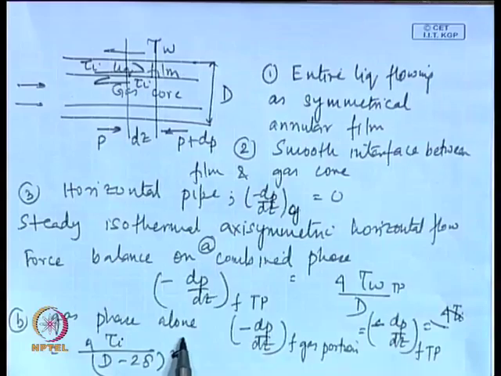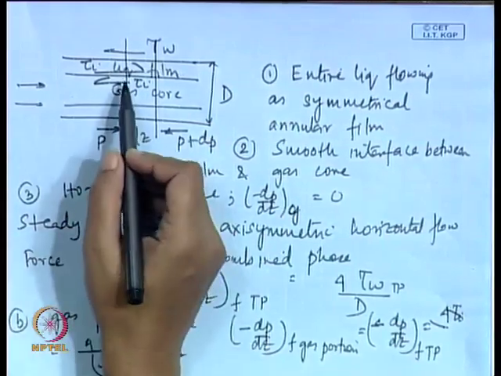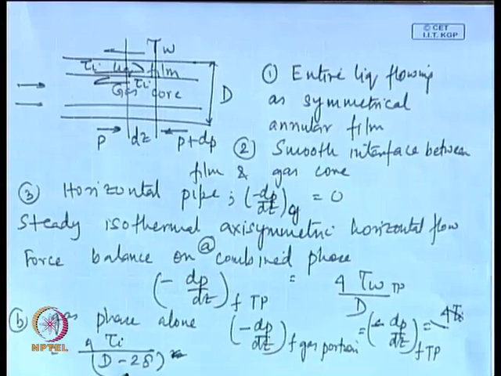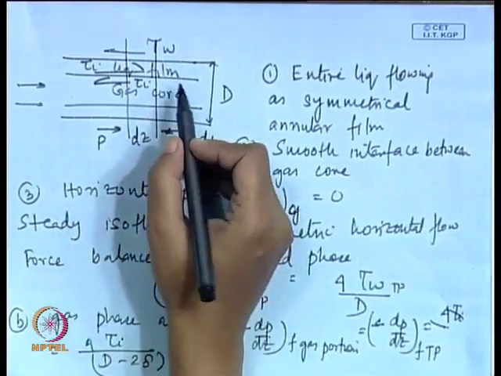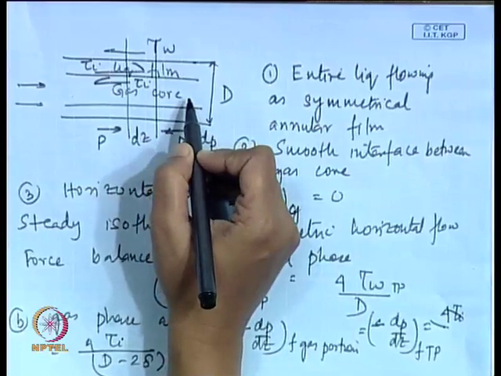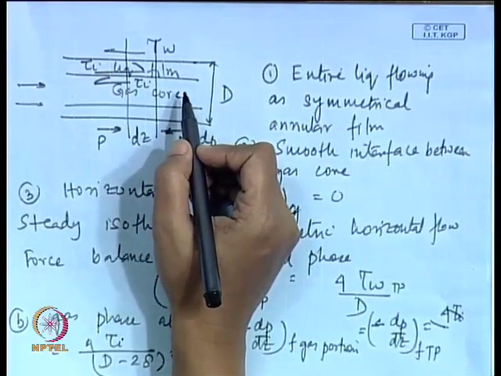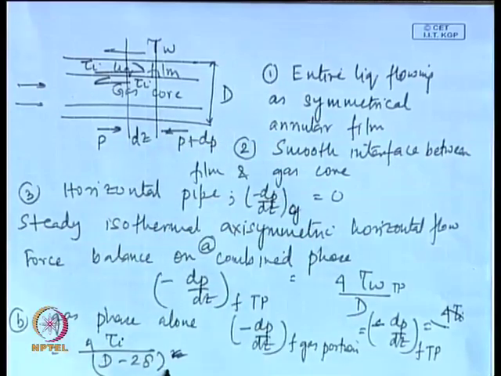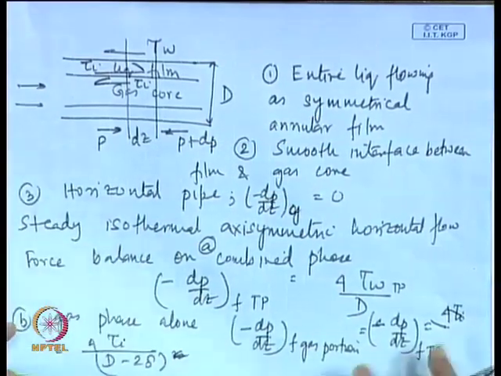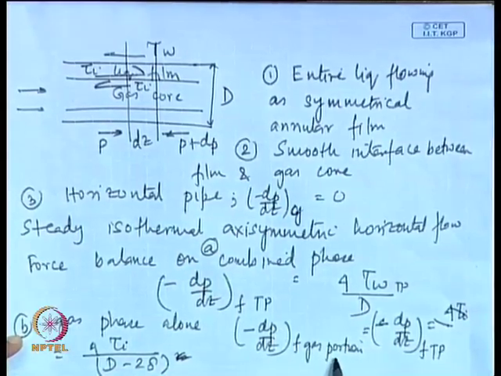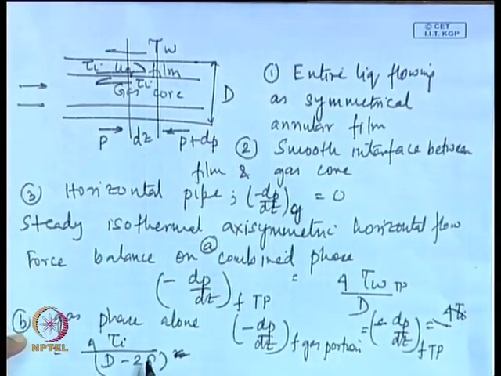Then what we did? We tried to perform the force balance on the gas phase, the gas portion alone. From the gas portion alone, instead of this expression, we obtain this expression, where d minus 2 delta is the effective diameter of the gas core. It can be taken as dg for that matter, is not it? So, accordingly we have obtained the expression for minus dp dz f, the gas portion in this particular case.